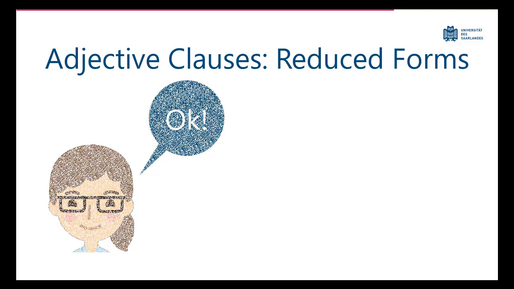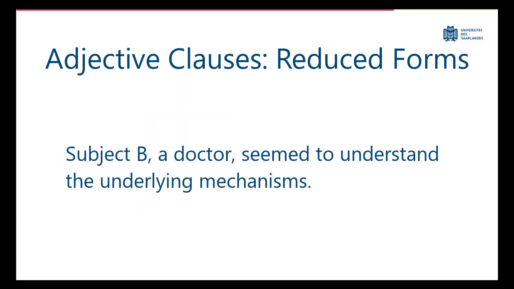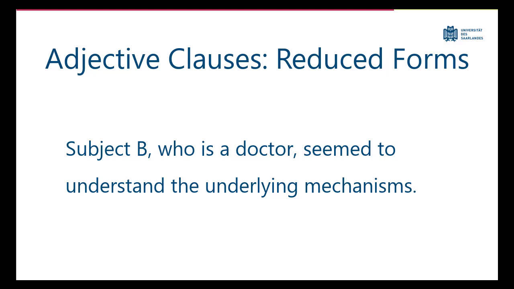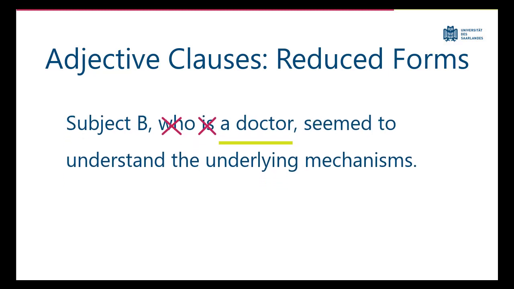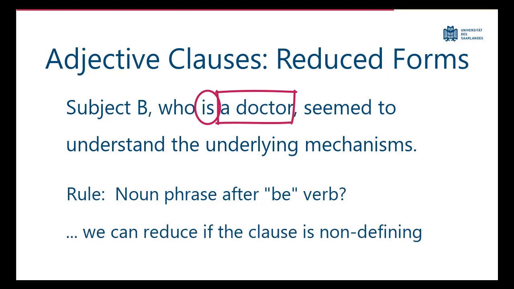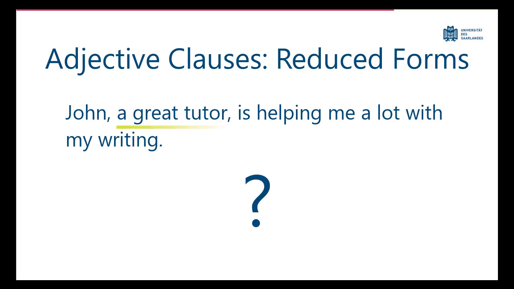"What about the other sentence I brought with me? Subject B, a doctor, seemed to understand the underlying mechanisms." "Good eye," John replies. Here, the original adjective clause gets reduced from who is a doctor to a doctor. This case is a bit special because we have the noun phrase a doctor after the be verb in the clause. In cases like this, we can only reduce the clause if it's non-defining, which is why we see the commas here. Linda smiles. "So I could say, John, a great tutor, is helping me a lot with my writing?" "Exactly," John replies, smiling back.